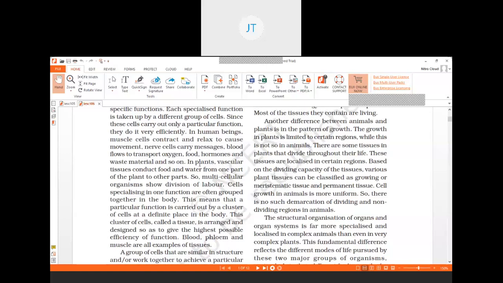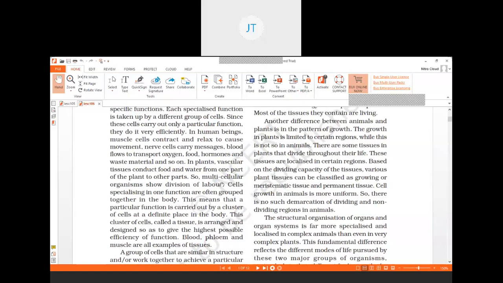One is the vascular tissue for the conduction of food and water. Okay, xylem and phloem: xylem for the conduction of water and phloem for the conduction of food. These are the specialized tissues which we can see in case of plants.